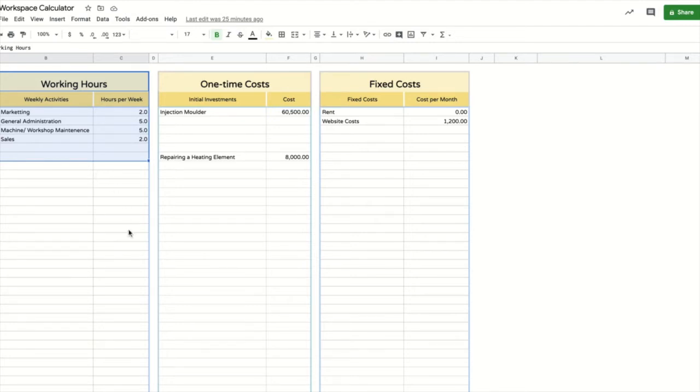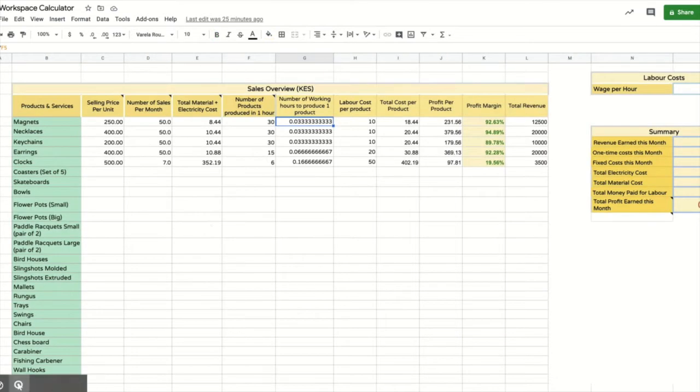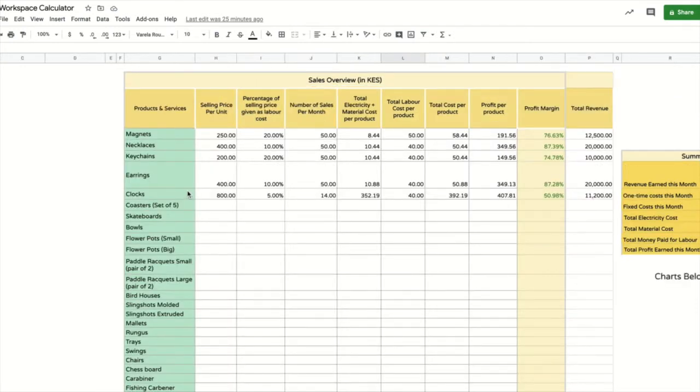Touching on that now, let me talk about the two models that I have. I have two dashboards, actually, and the dashboard is pretty much the most important sheet in this spreadsheet. It has all the math, all the formulas, and it does all the analysis for you. I have two models for the dashboards: one where the producers are paid on a per product basis, and another where laborers are paid on a per hour basis.